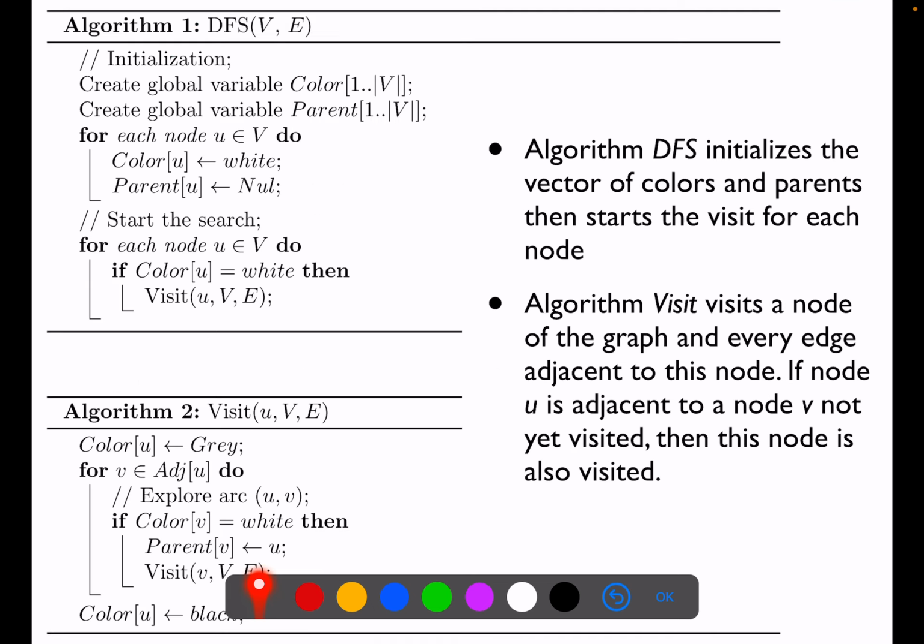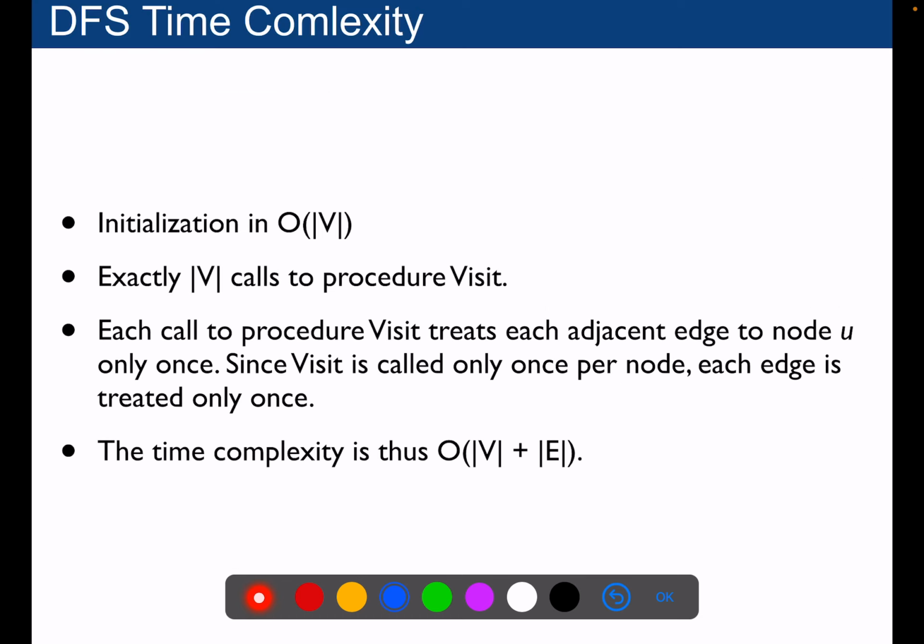Because here, the initialization will be order of V. But then you will visit every edge, right? Because of this, you will visit every node once and every edge once. And therefore, the time complexity is order V plus E. So that's depth first search.